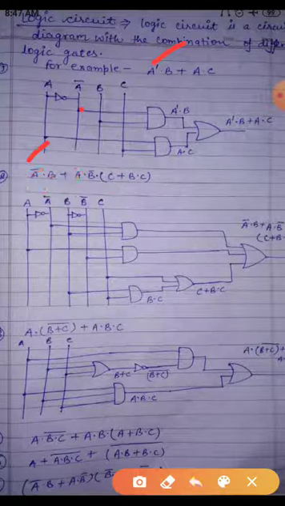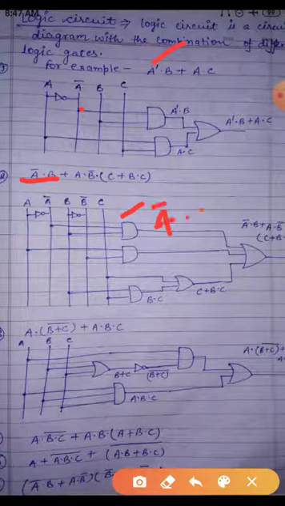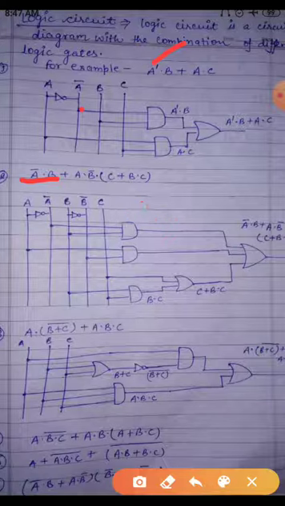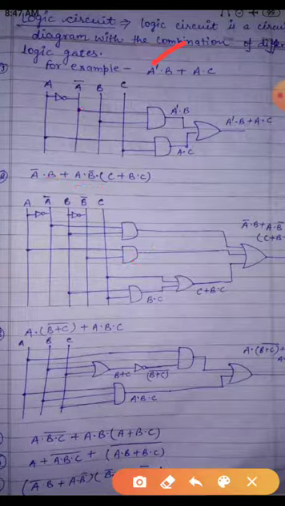First of all you will go with A bar dot B, attached with the AND gate, and you write the output A bar dot B. The next one is A dot B bar, and you write it here. Clear? Then you come on here.